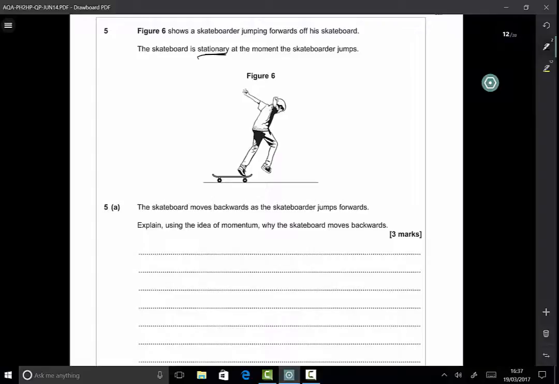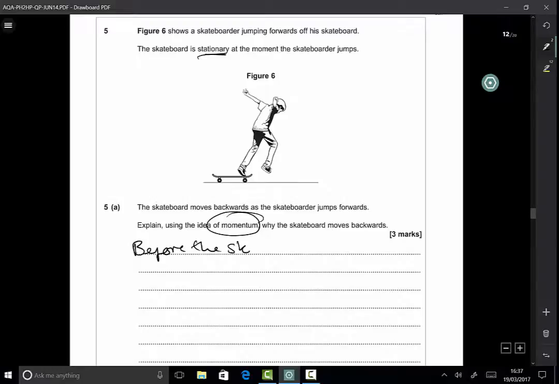So we're using the idea of momentum. We don't care about equal and opposite forces at this point. So what do we want to say? We want to say that before the skateboarder jumped, the momentum was 0. We know that because it's not moving. Before the skateboarder jumped, the total momentum was 0.